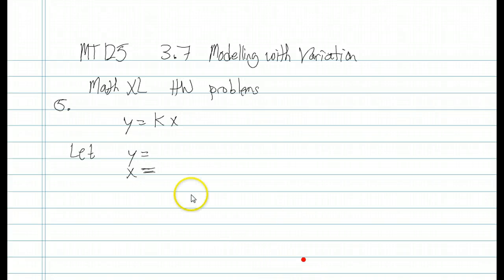Okay, so let's write this out. Whenever you see a direct proportion, you're going to think the two quantities, or two variables, y and x, are just off by a constant. Right? So we can write y is equal to k times x.